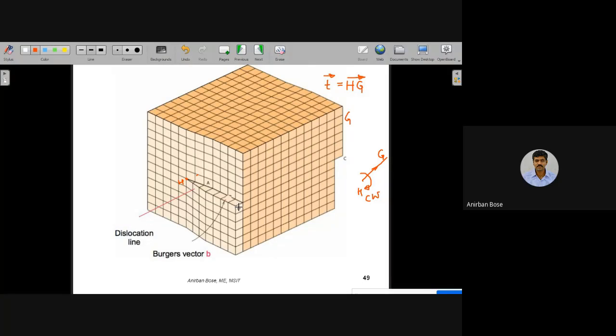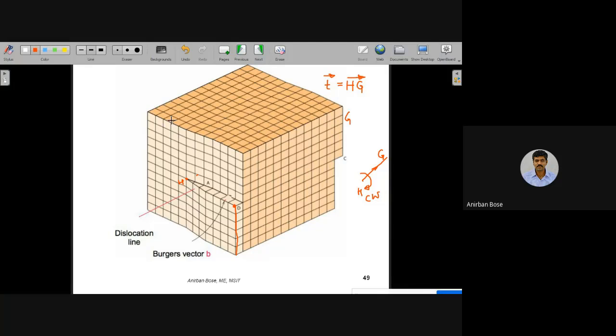Remember, we have to draw the Burger circuit in the perfect part of the crystal, but around that region of defect. So we know the region of defect is HG, but around it, in the perfect part of the crystal, we have to draw the Burger circuit. So let us start drawing Burger circuit from the point D. So first, in the clockwise direction, let us move to this location.